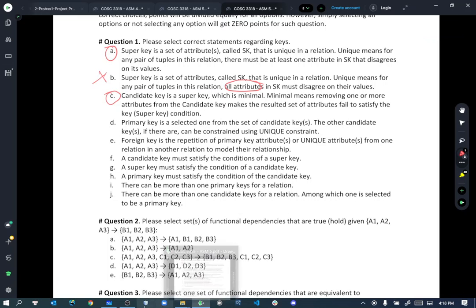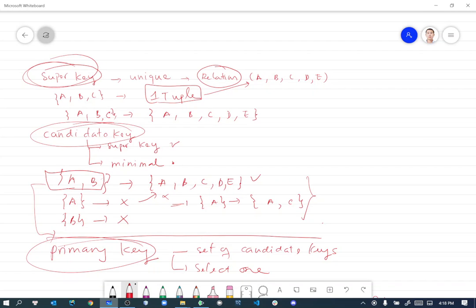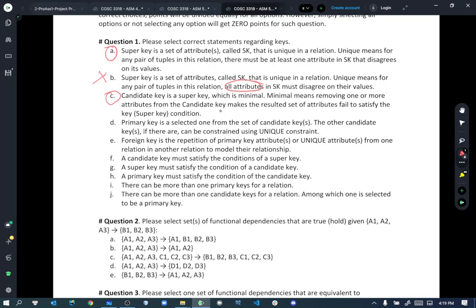I already have examples here again. A, B, C is a super key, yes, because it determines everything, because it can find only one tuple, or one set of values, for A, B, C, D. But you can remove C, and A, B can still determine everything. So A, B, C is a super key but not minimal, because you can reduce it. But A and B is minimal, because if you remove B, A no longer determines everything, so it's not a key. If you remove A, B no longer determines everything, so it's not the key. So it is minimal. So that one is true.